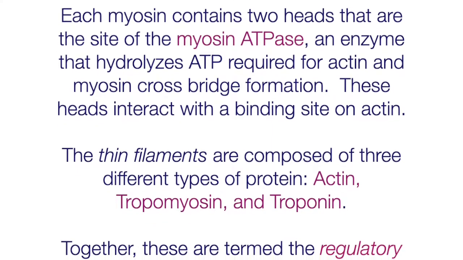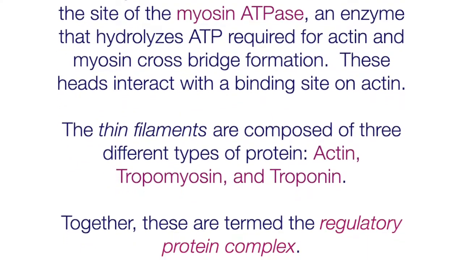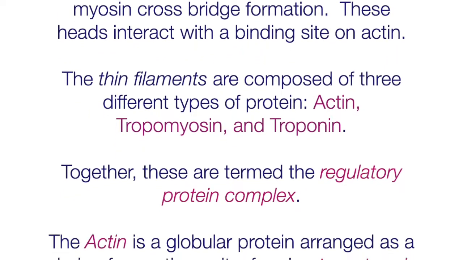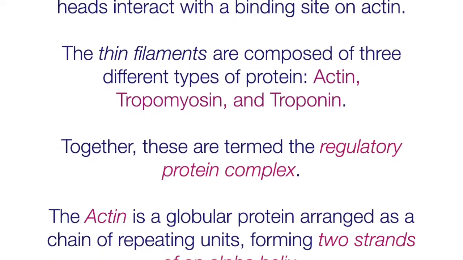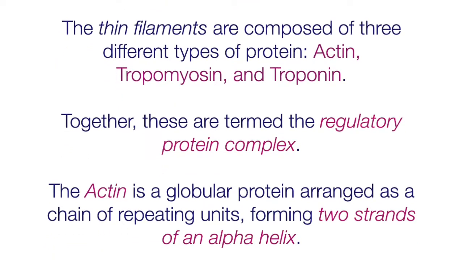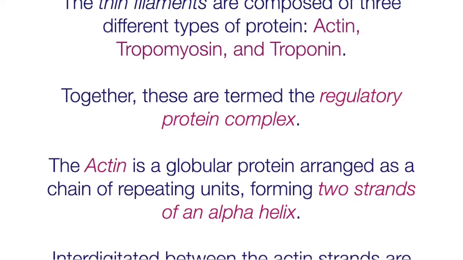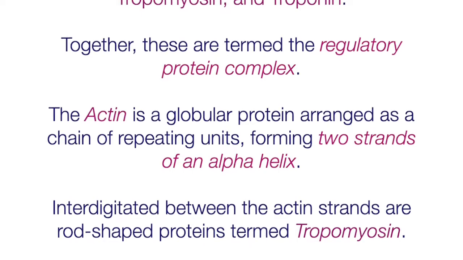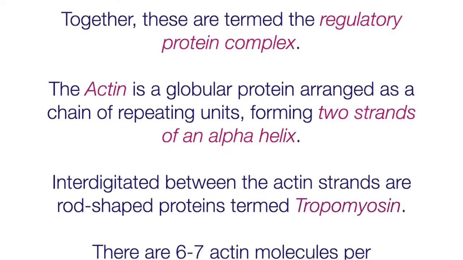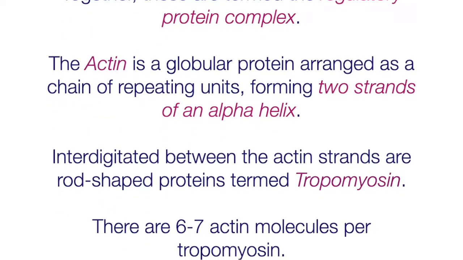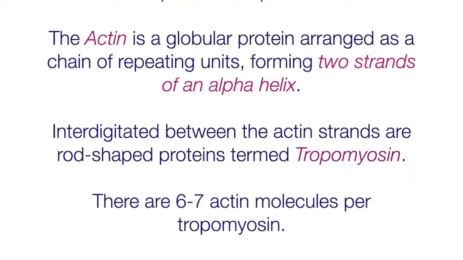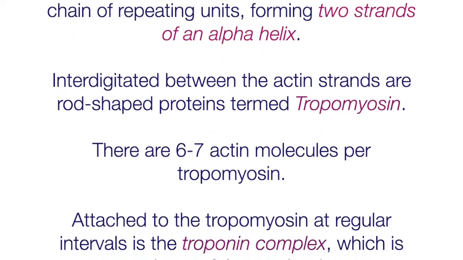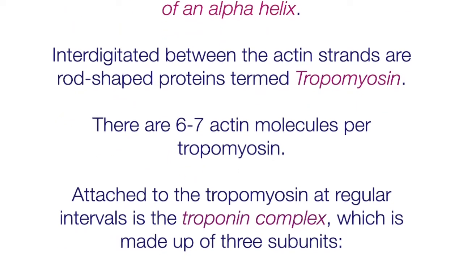The thin filaments are composed of three different types of protein: actin, tropomyosin, and troponin. Together, these are termed the regulatory protein complex. The actin is a globular protein arranged as a chain of repeating units, forming two strands of an alpha helix. Interdigitated between the actin strands are rod-shaped proteins termed tropomyosin. There are 6 to 7 actin molecules per tropomyosin.